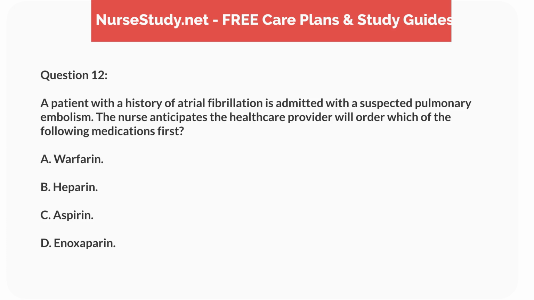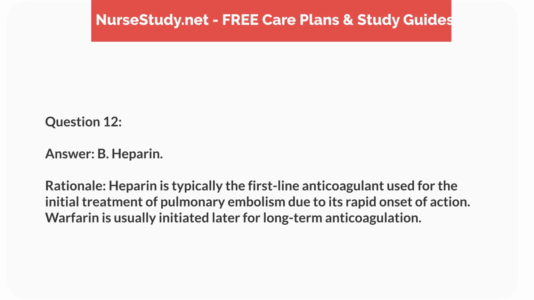Question 12. A patient with a history of atrial fibrillation is admitted with a suspected pulmonary embolism. The nurse anticipates the healthcare provider will order which of the following medications first? A. Warfarin. B. Heparin. C. Aspirin. D. Enoxaparin. Answer: B.